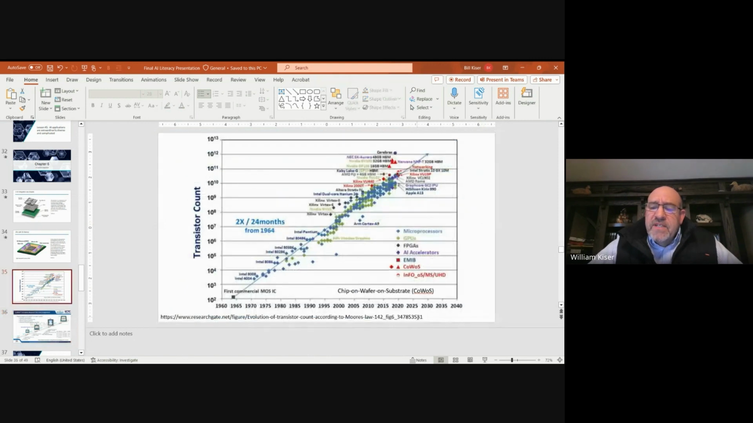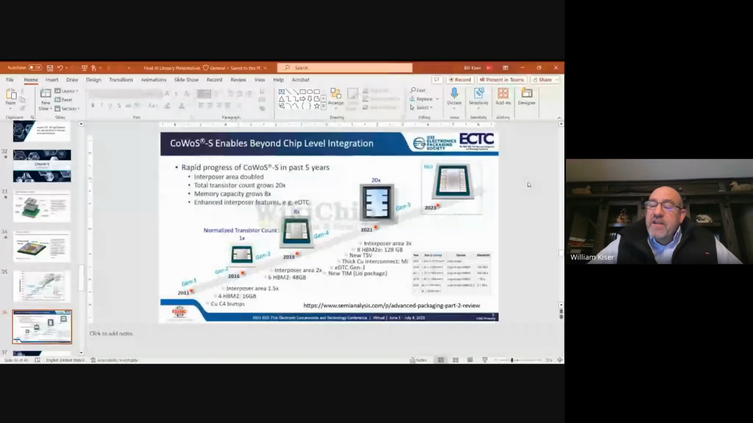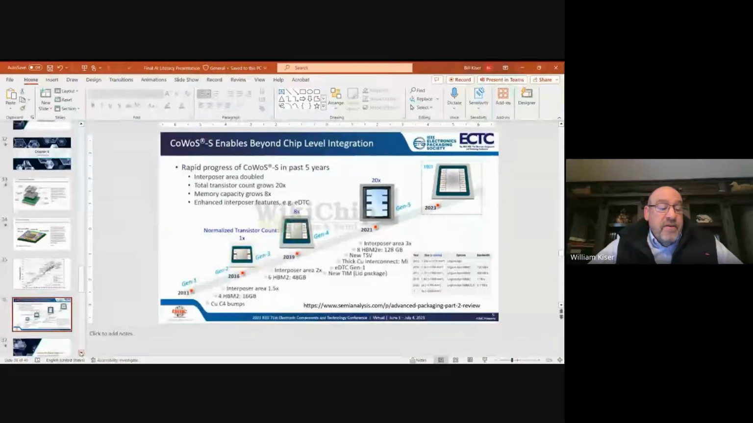What TSMC calls this is chip on wafer on substrate. Everybody has different names for it. Of course, there's different measures of performance, but all in all, if you dig into it a little bit, you can figure out how they compare to each other, right?